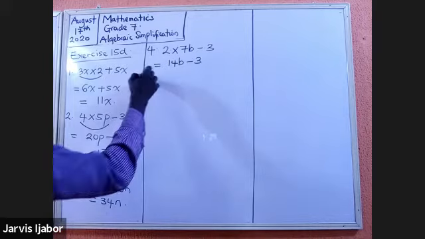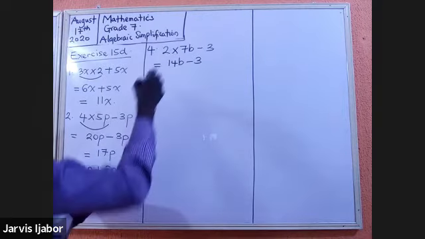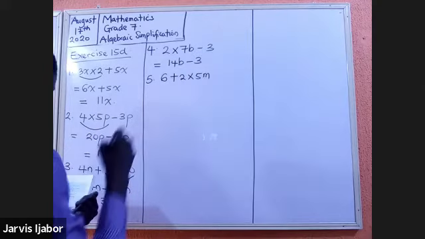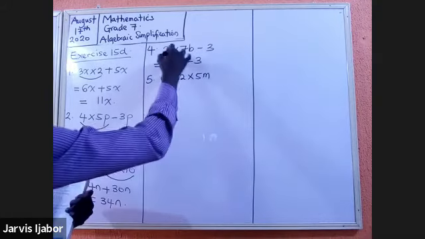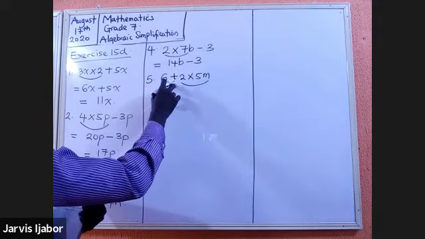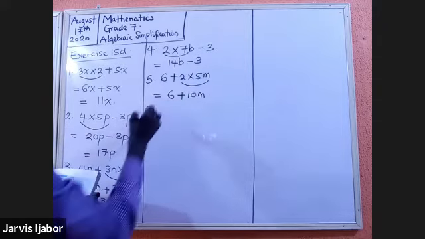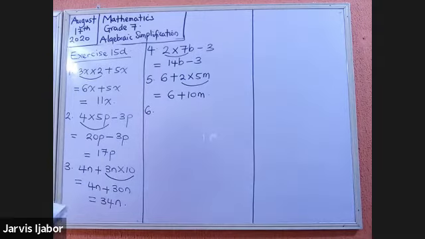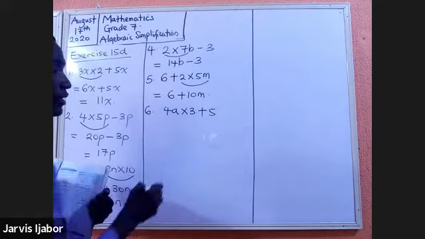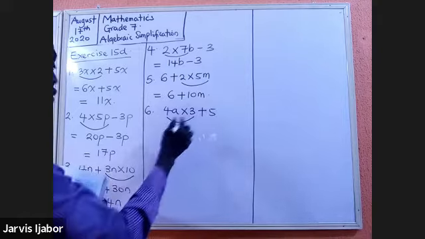All right, number 5. 6 plus 2 times 5n. I got that right. So these are the two you multiply here. These are the two you multiply because multiplication must come before addition. Number 6. 4a times 3 plus 5. You will do multiplication first before addition.